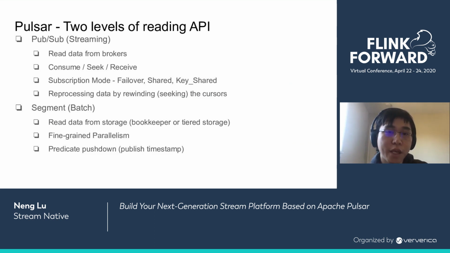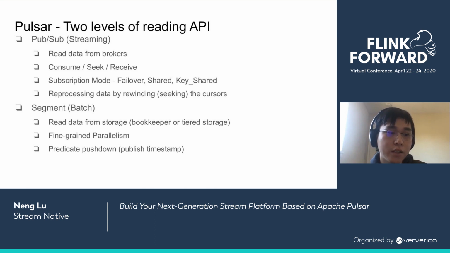We have PubSub streaming APIs, with which you can read the most recent data from those brokers, and you can do consume, seek, and receive operations. Pulsar has different subscription models like failover, where you have standby clients to take over the traffic whenever the master client is down. And you have shared, which everyone can share. And you have Key_Shared, the subscription model where, based on the key of the data, a client receives a certain key range of data, and we can reprocess data by rewinding the cursors.